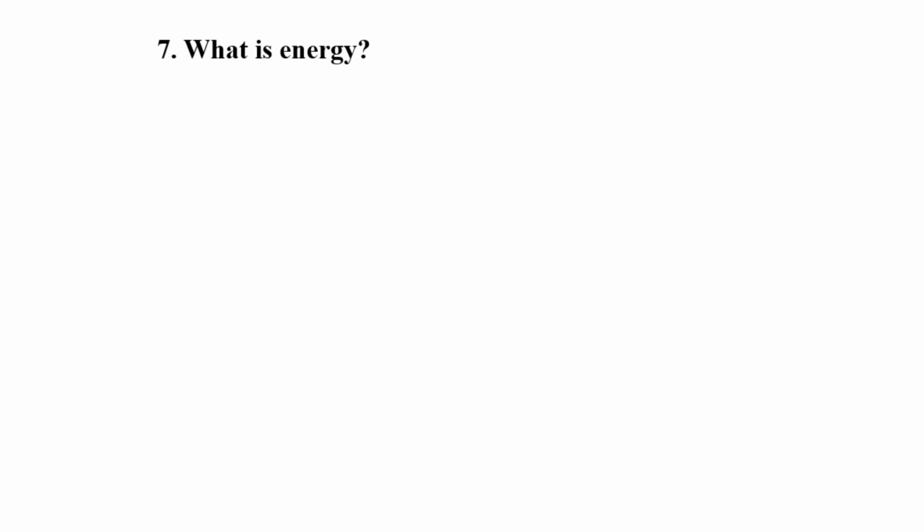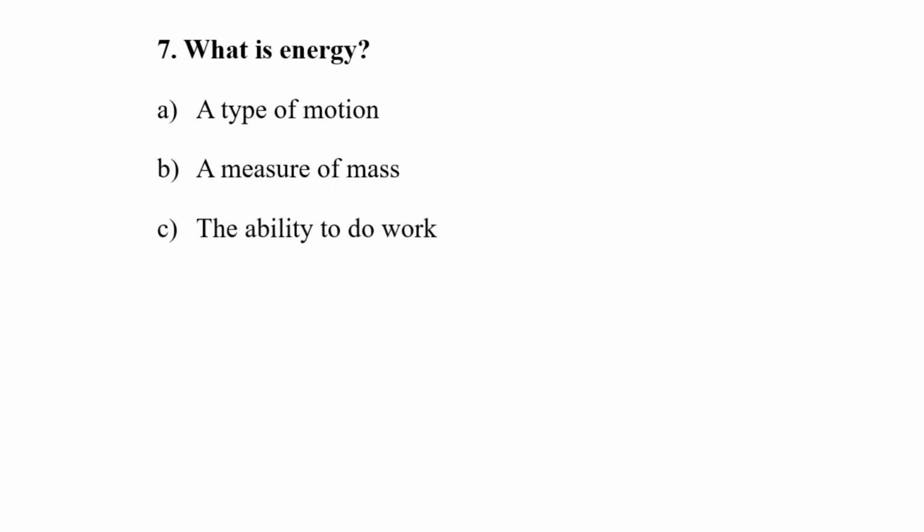Question number 7. What is energy? A. A type of motion. B. A measure of mass. C. The ability to do work. D. The change in velocity of an object.